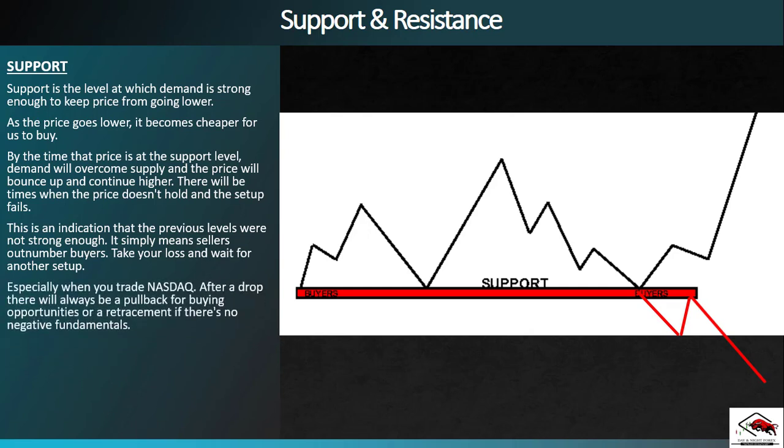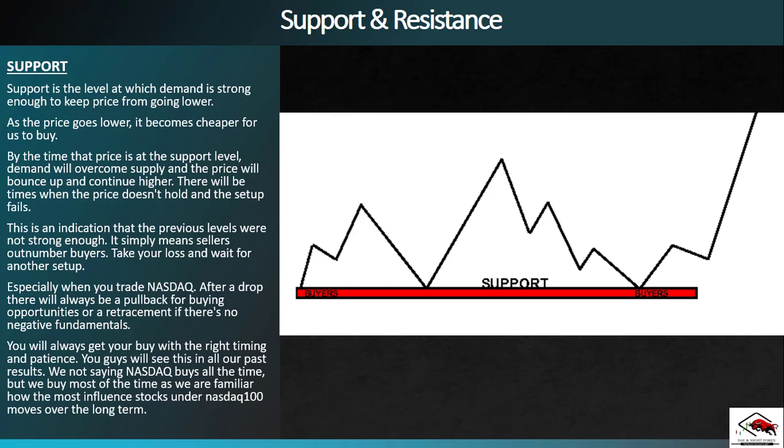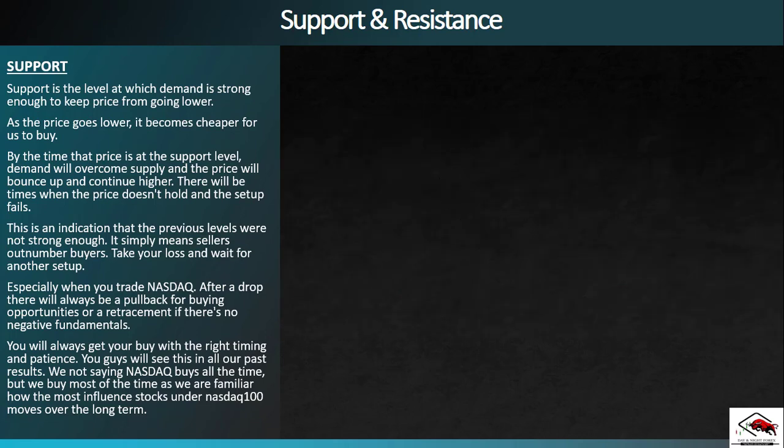And this is something that you should take note of, especially when you're trading Nasdaq. After a drop, there will always be a pullback for buying opportunities or a retracement if there's no negative fundamentals. You will always get your buy with the right timing and patience, of course. You basically can see all this in our past results. Now, we're not saying Nasdaq buys all the time, but we buy most of the time, as we are now familiar with how the most influential stocks under Nasdaq 100 move over the long term.